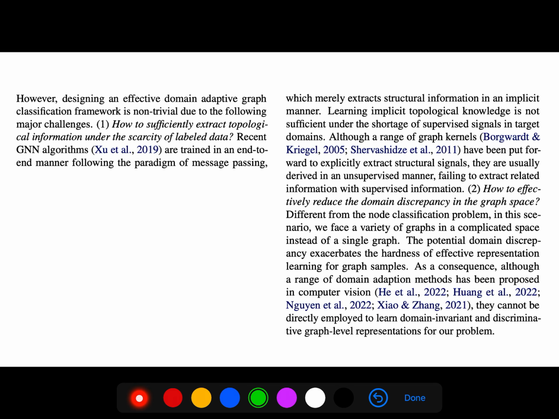So the challenge is how to sufficiently extract topological information under the scarcity of the labeled data. The other challenge, how to effectively reduce the domain discrepancy in the graph space.